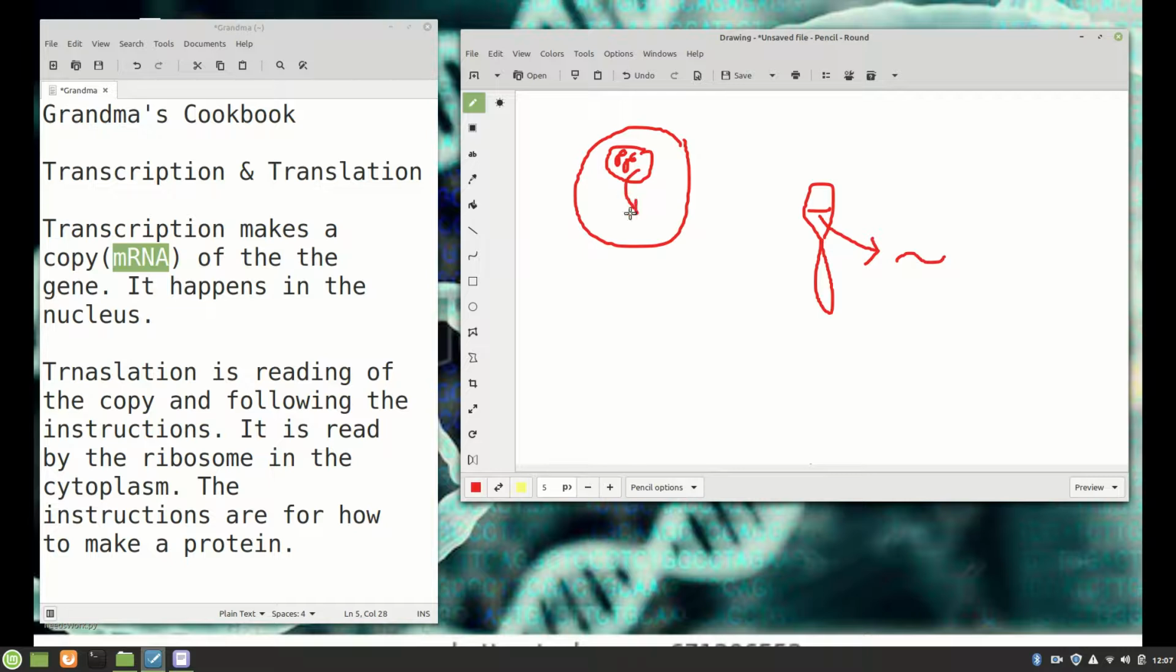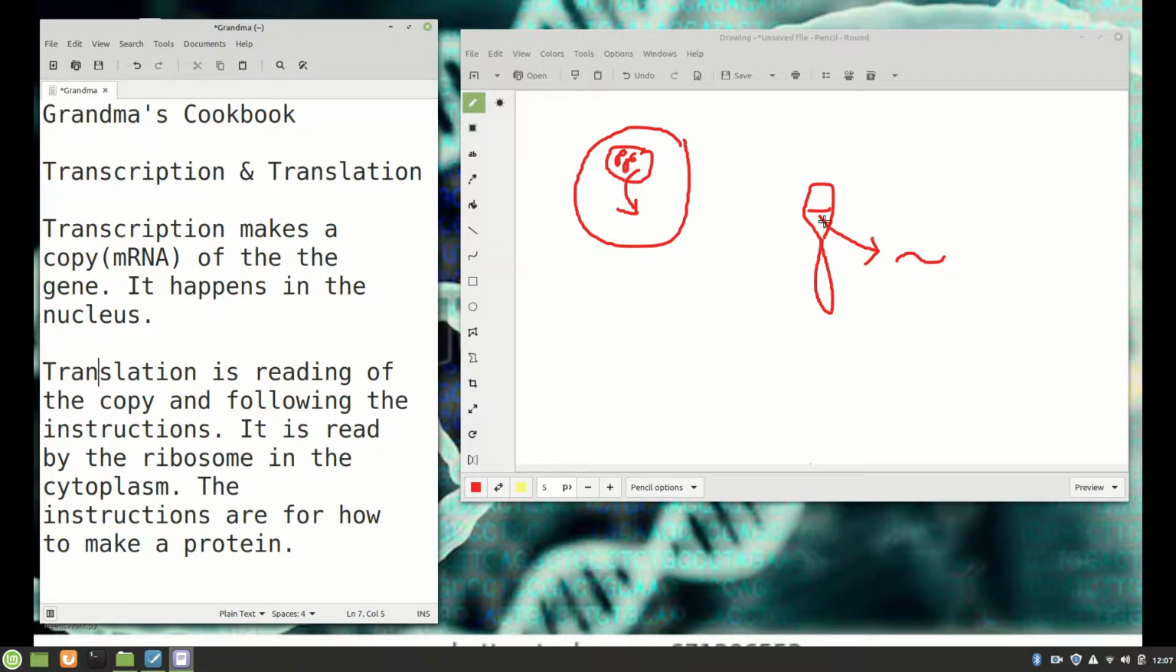It goes out here into the cytoplasm. Once it is in the cytoplasm, it is translated. Translation is when the actual instructions that are on the copy are translated by the ribosome. The ribosome reads it, and this is all happening out here in the cytoplasm. When it reads it, it follows the instructions and puts together your protein. So we have transcription, which goes on in the nucleus. We have translation, which goes on out here in the cytoplasm.